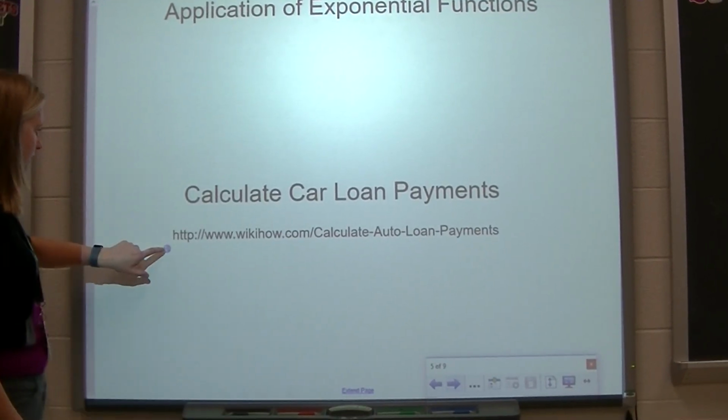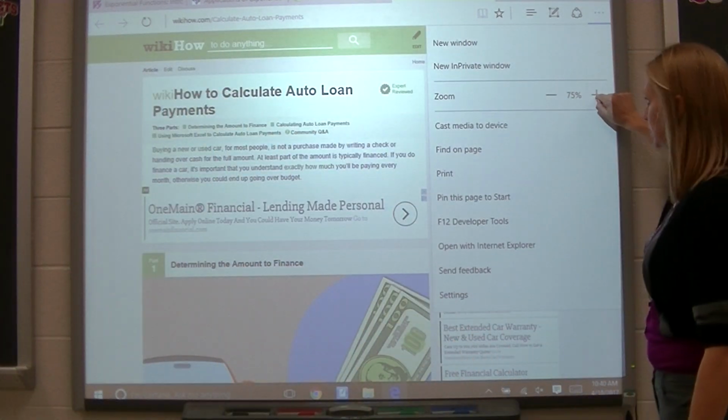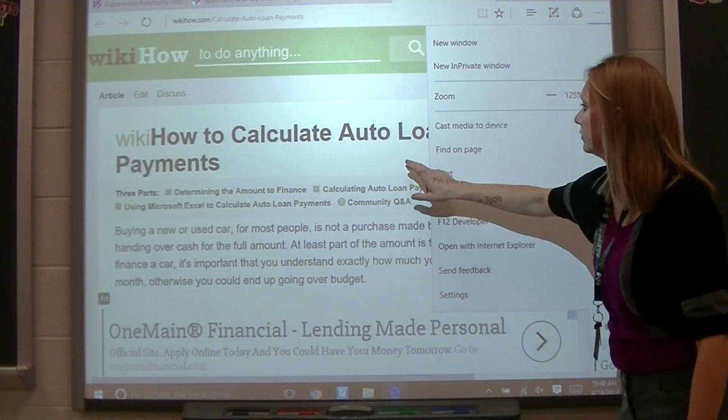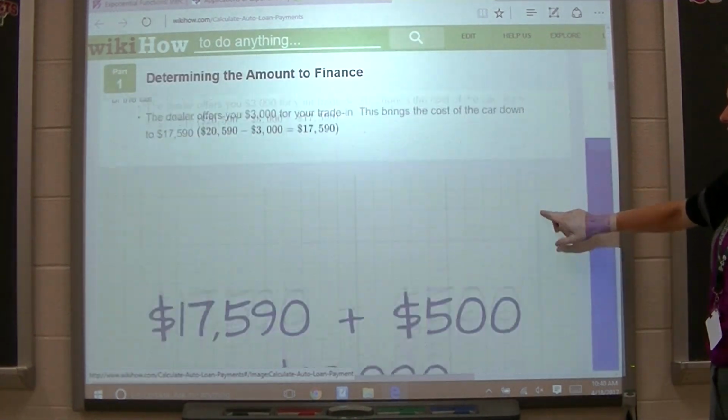Calculating car loan payments here. Let me click on this so we can see, and I'll zoom in here so you can see this as well. Alright, well first let's talk about determining amounts of finance.